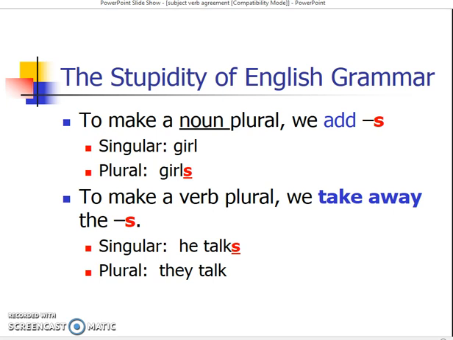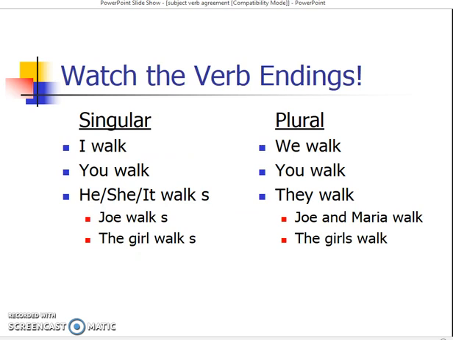Now, English grammar doesn't always make a lot of sense. When we have nouns, we make the plural by adding the S. So girl becomes girls. To make a verb plural, we take away the S. So the singular he talks becomes the plural they talk. Okay, so watch your verb endings.